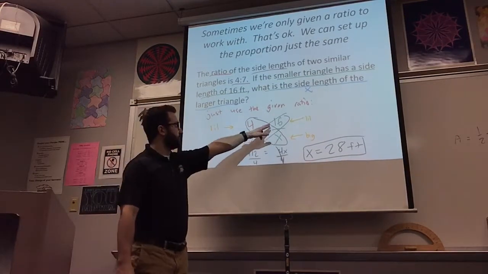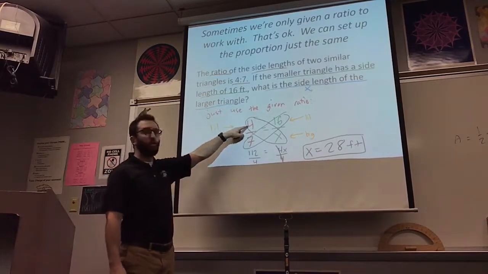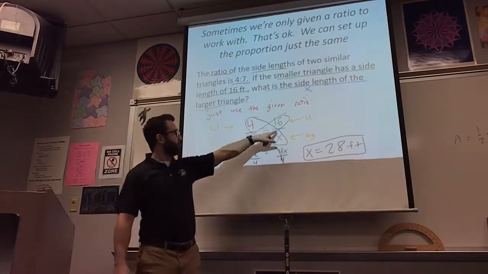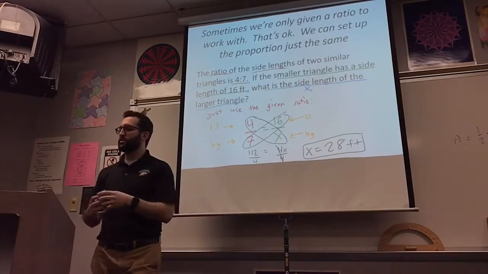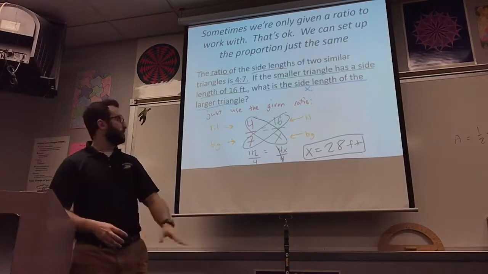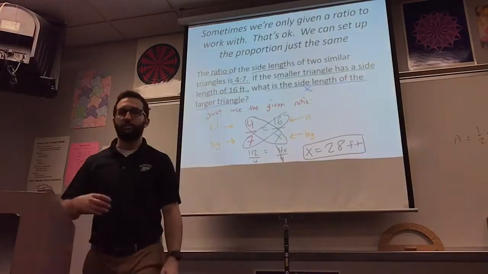And how did we know that the 16 went on top? Because in the ratio that was given to us, 4 is the smaller number. So over here, the smaller number needed to go on top. So that's how you can use that ratio. The smaller number and the bigger number will tell you where these other two are going to go. Okay?